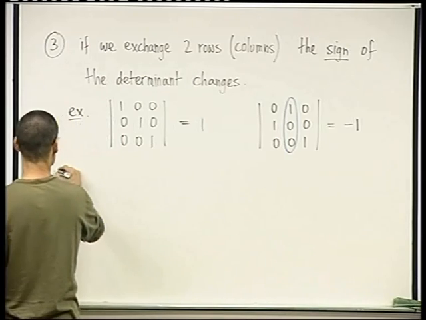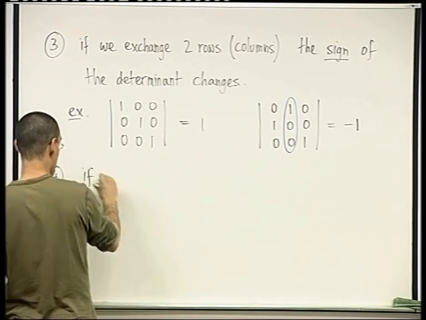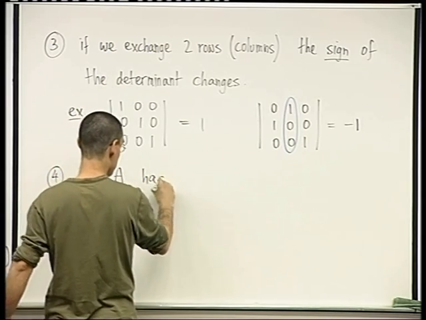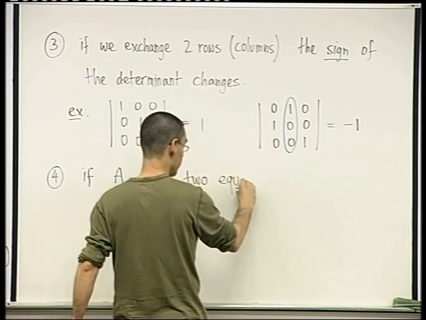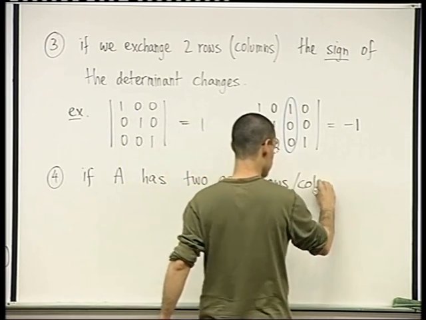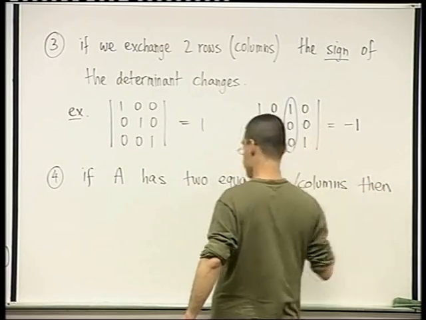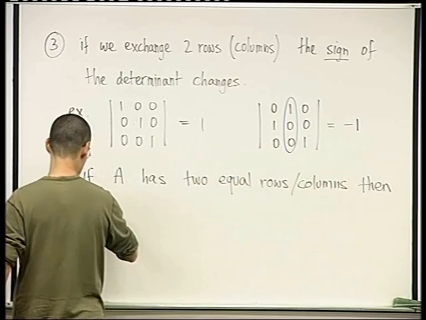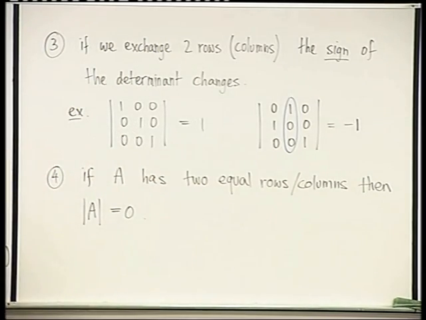Number 4, if A has 2 equal rows or columns, then the determinant of A is necessarily 0. Why is that true? Why is that true?